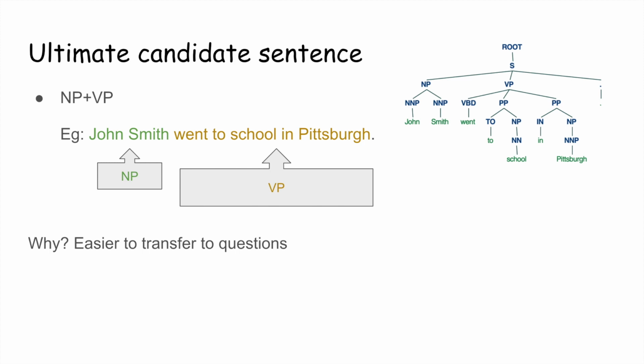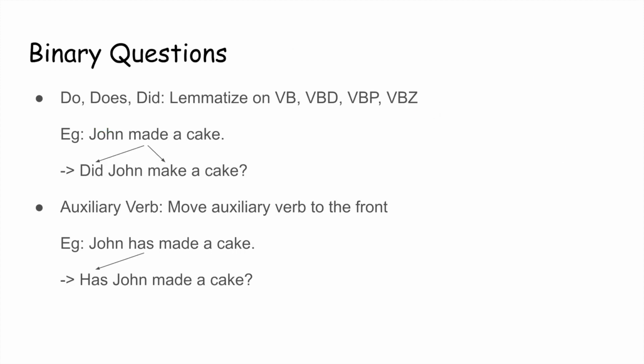The final candidate set is filtered to only include sentences with the structure NP plus VP. This is a relatively regular structure and easier to transfer into questions in the future. For binary questions, if there exists an auxiliary verb, we simply move it to the front. Otherwise, we lemmatize the verb root to get the tense. We transfer the word do to the same tense at the front and change the verb root to its prototype.